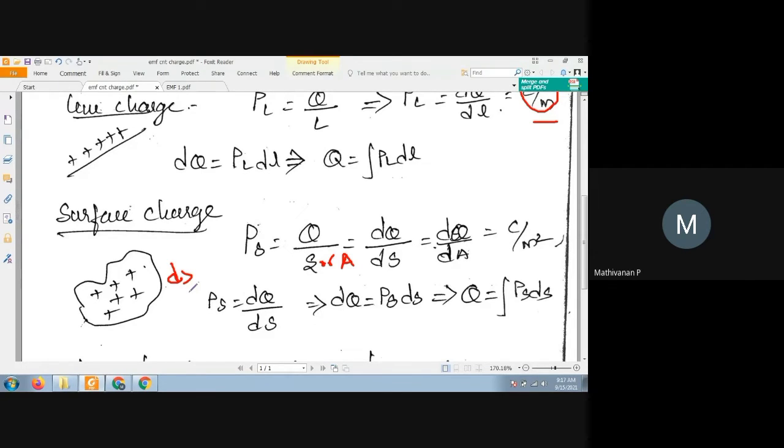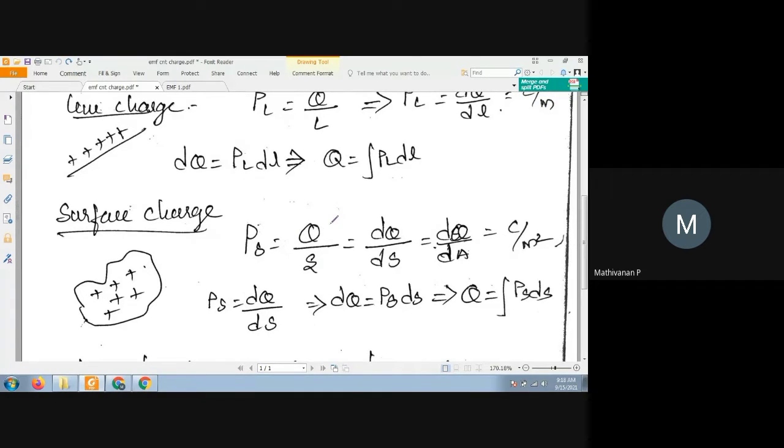That means small surface. So the charge present in this small surface will be dq. Small surface will have small charges, minimum amount of charges. So minimum amount of charges is represented as dq by ds. Or else it can be represented by dq by dA. So what will be the unit for this one?